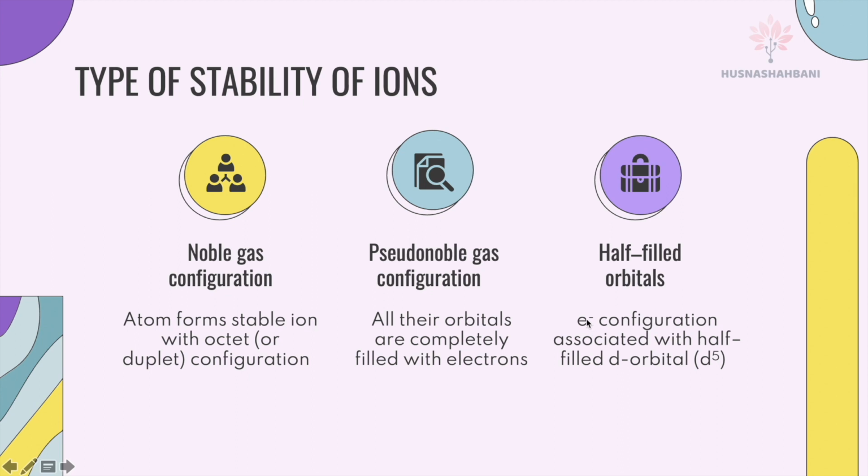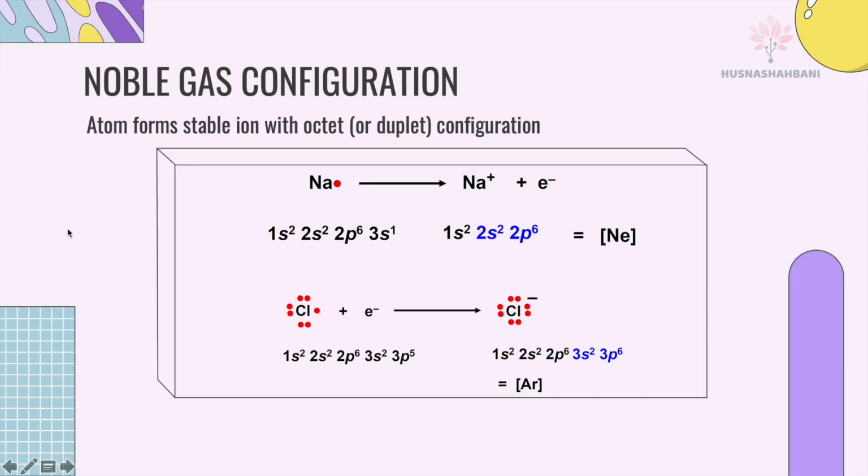Half-filled orbitals, an electron configuration associated with half-filled d orbital. For example, d5 orbital. So completely filled is d10. If half-filled, 5 electrons are in the d orbital. Noble gas configuration, an atom forms a stable ion with octet or duplet configuration. This means the valence electrons are 8 or 2.